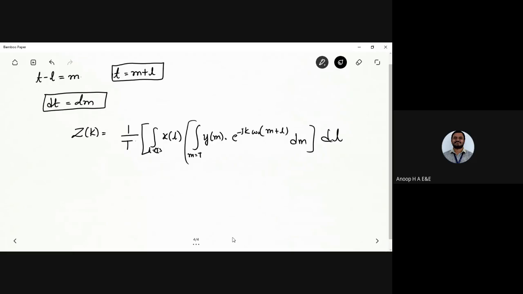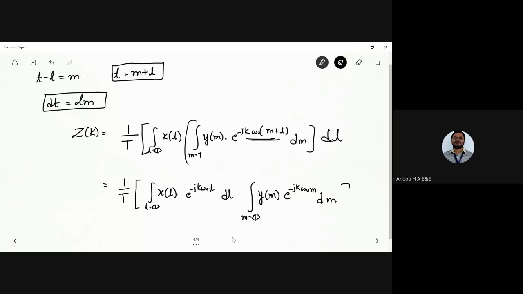Now let us expand this exponential function over here. That would be 1 divided by T, integral over the time period of x of L. Carefully I'm writing here just to make you understand, e power minus j k omega naught L dL. And next I'm going to have m over the time period, and the other signal, that is y of m e power minus j k omega naught m dm. Okay, so that is there.